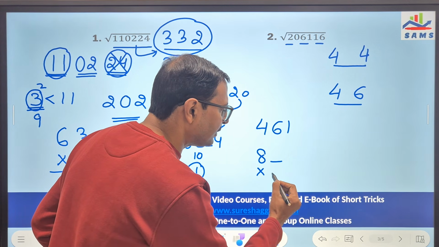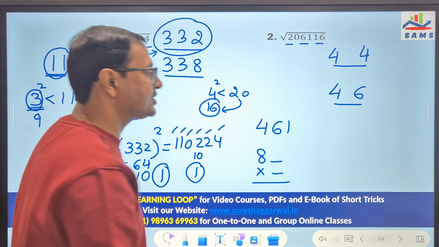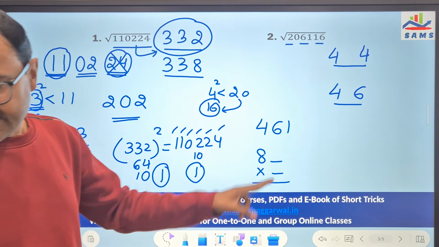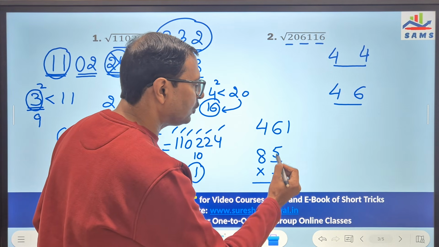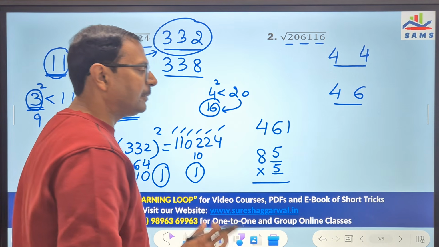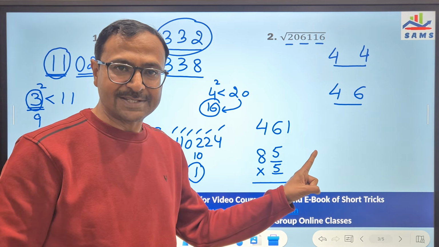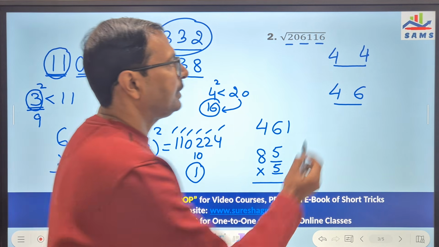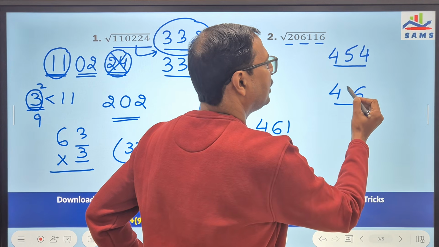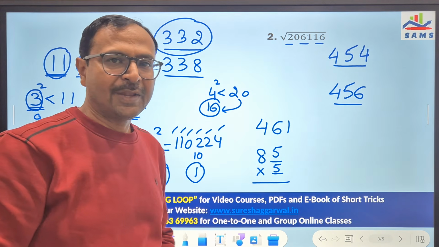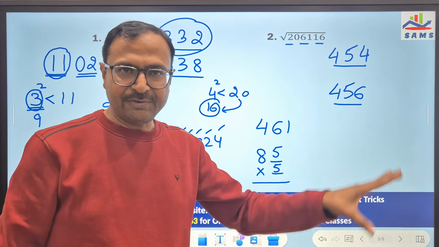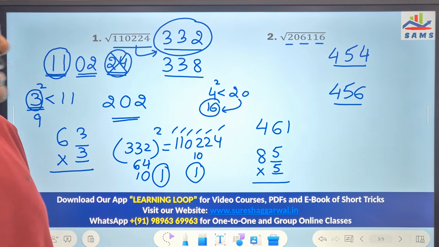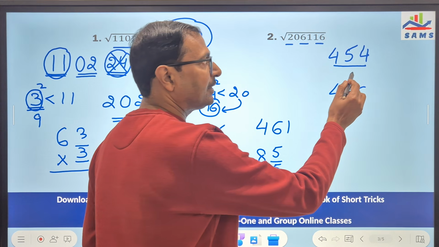Multiply this 2-digit number by the same digit to get closest to 461, and you will find that 85 into 5 will get me closest to 461. So the 5 becomes the middle digit of my answer. Now either 454 or 456 is the correct answer, and use the digit sum method now.